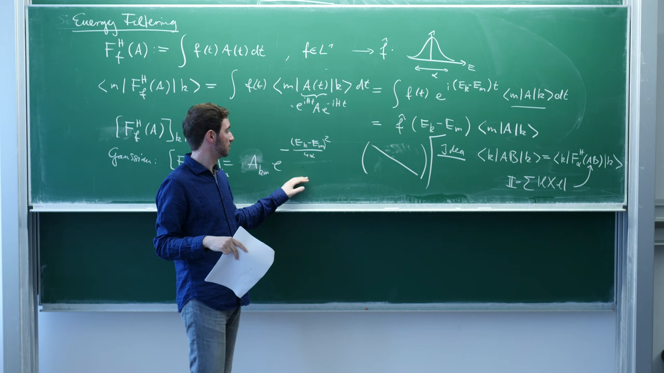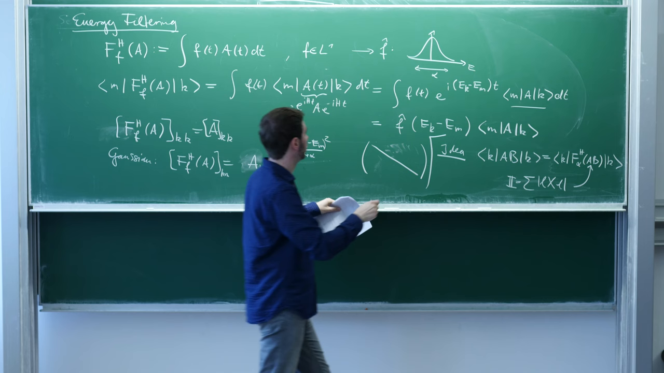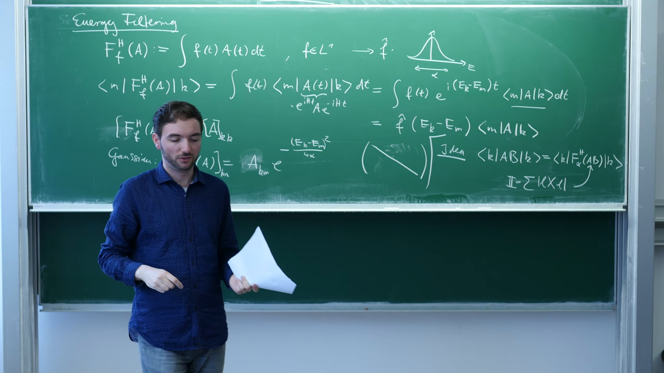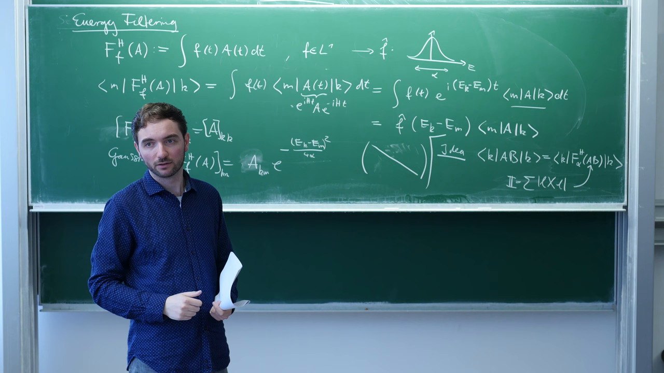And in the end, you can make the filter very, very narrow, so that it is very narrow around every energy eigenvalue. And if you make it narrow enough, then you can absorb all the other constants in this term for a fixed system size.